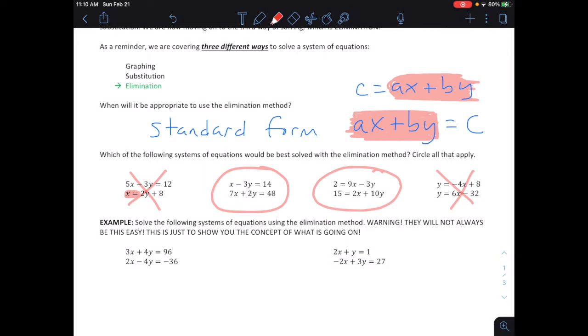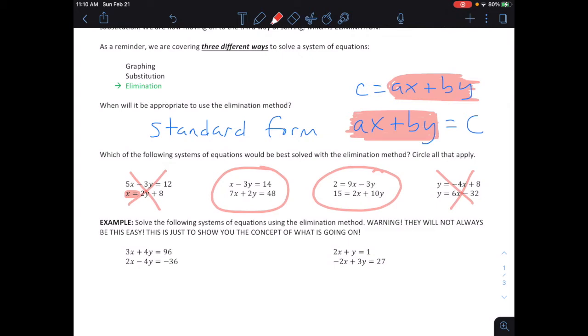Okay? So with elimination, what we want to do is eliminate one of the variables. And there's a really simple way to do it if we see opposites in the equation. And just a warning, you can see it's in all caps here. They will not always be this easy, as in the problems. This is just to show you the concept of elimination, how it works.